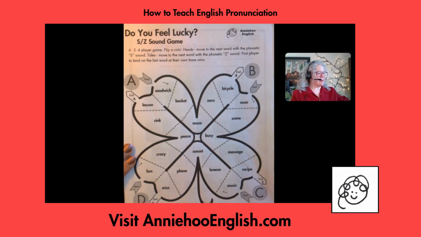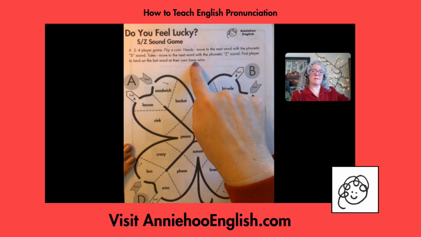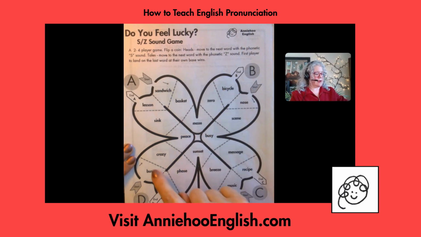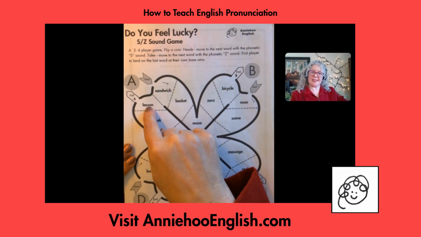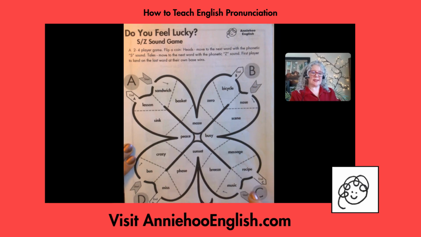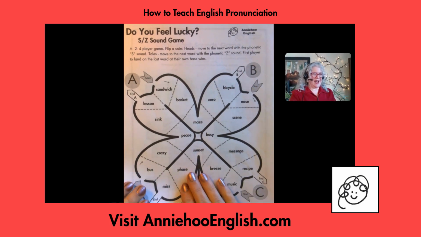And remember, the first player to land on the last word at their own base wins. So coming up this way, A would win if they get to lesson first, whereas C would win if they get to recipe first. As soon as they land on that word, they win. It's always fun to have prizes. I will go over that in the next section.